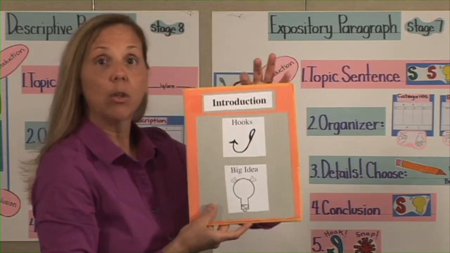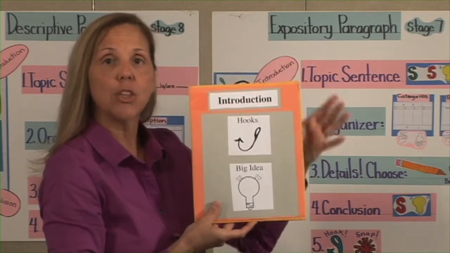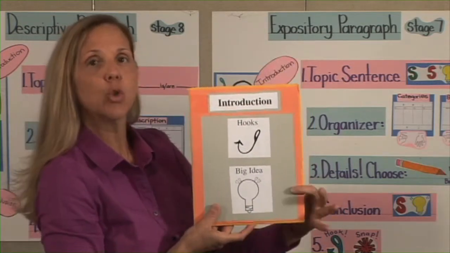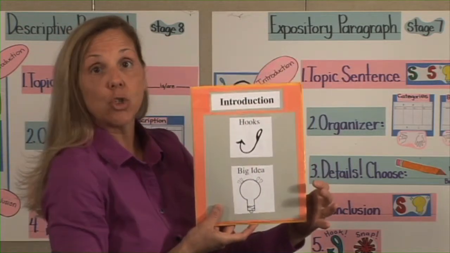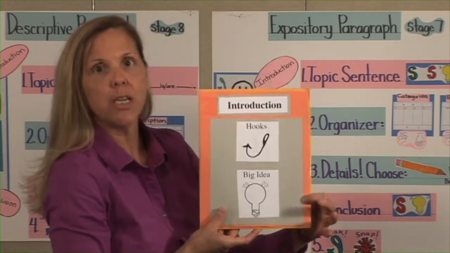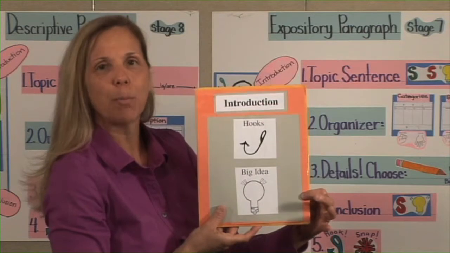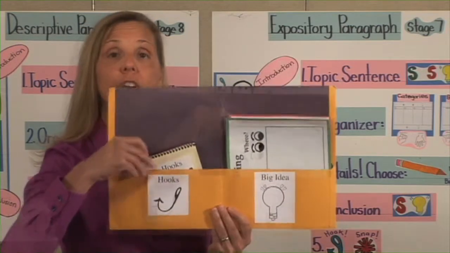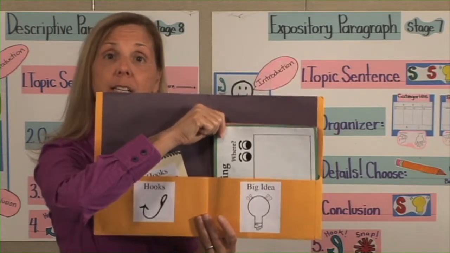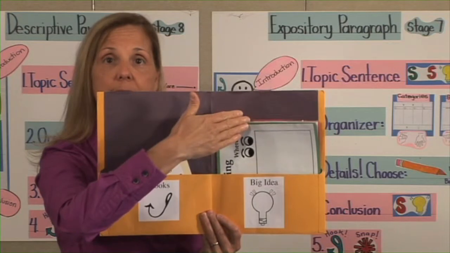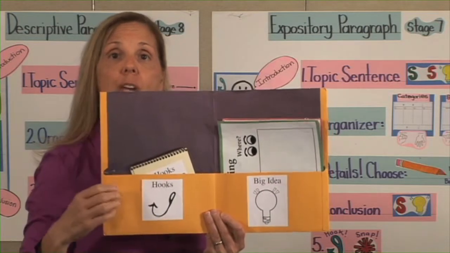The first file folder, of course, is the introduction. And the tools for the introduction are going to be tools for hooks and tools for the big idea, which we call the topic sentence when we're writing paragraphs, or a thesis statement when we're writing multiple paragraphs, an essay. In the pocket, I have a flip book for the hooks. Here I have the manipulatives to create a big idea. We will go through this in detail in a moment. I just want to show you each chart.